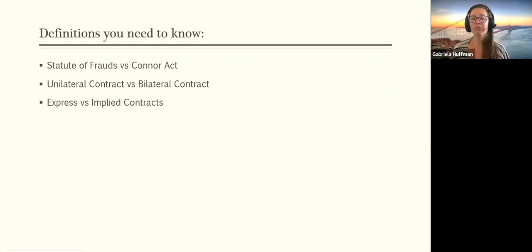Express contracts versus implied. Express is what we need. Express can be oral or in writing. This is a definite, I'm working with you, you're working with me. Implied contracts are like assuming we work together, which are not legal in North Carolina. So you want to have express agreements with your clients, whether that's oral or in writing.